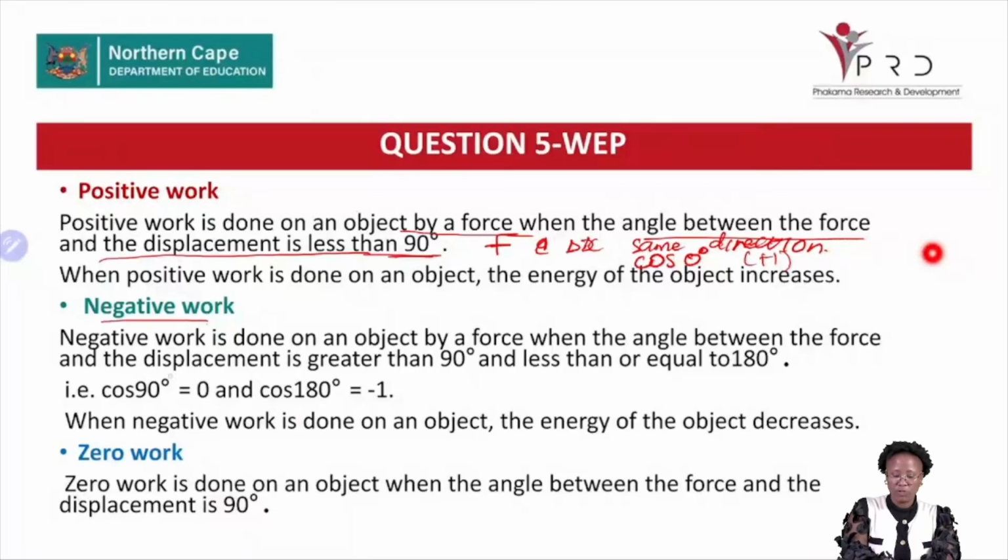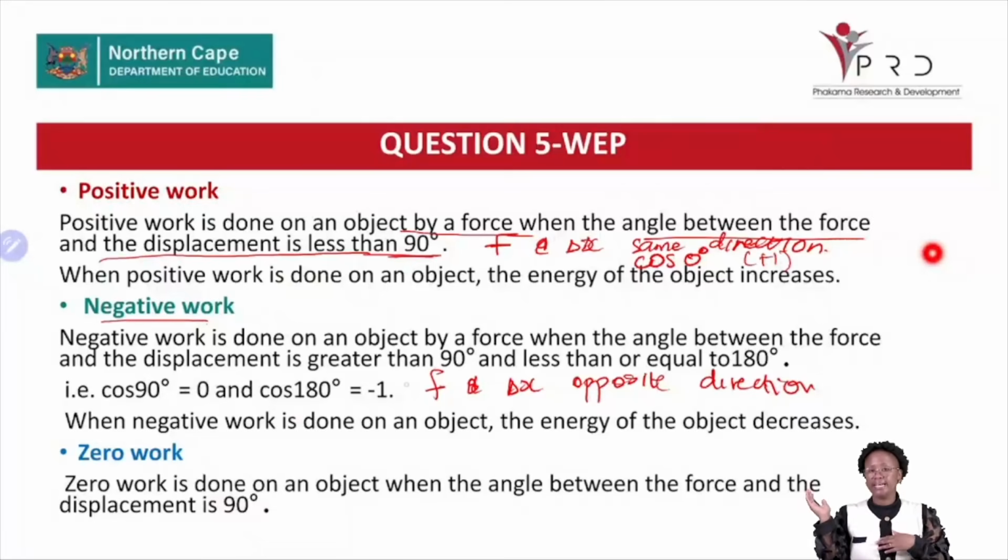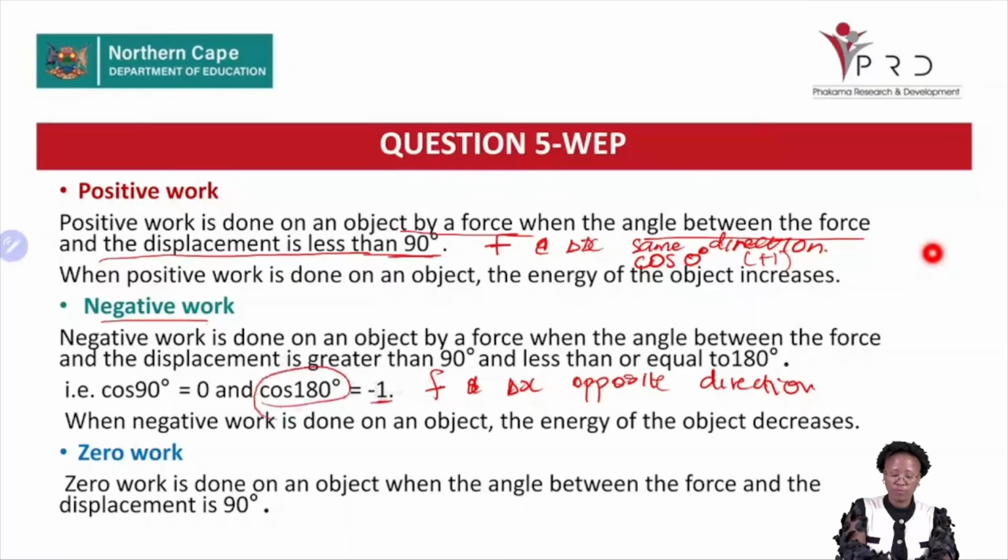Negative work done on the object is when the force and the displacement are in opposite directions. That will give you an angle between 90 and 180 degrees. But in this case, we'll use cos 180 degrees, which will give you -1, and then it will give you the negative work. All right, very important.